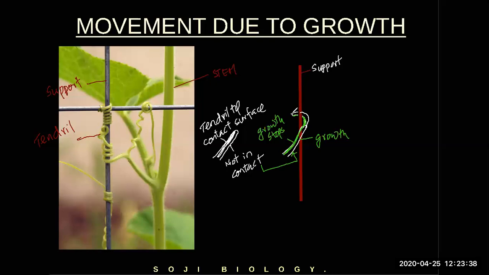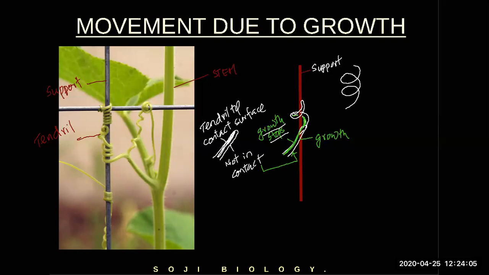And it continues to grow and it coils up that way. So what's happening here is that one side which is in contact with the support stops growing, the one which is not in contact keeps growing, and that keeps changing. As it keeps changing, it keeps growing, like a spring all around, right? And this is the movement due to growth. Okay, what's the point? How do you understand it? How do you memorize it?